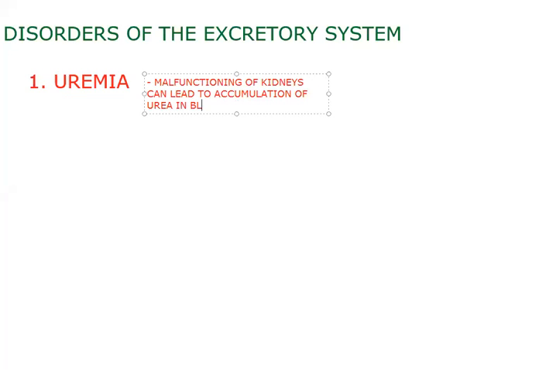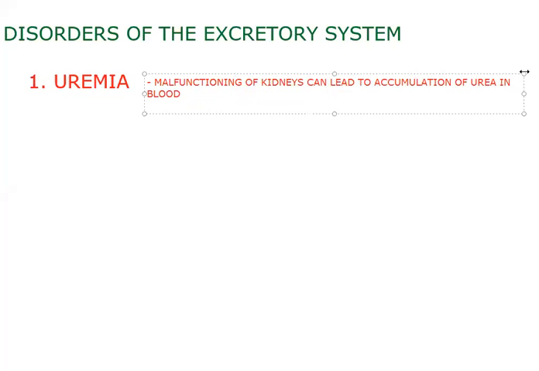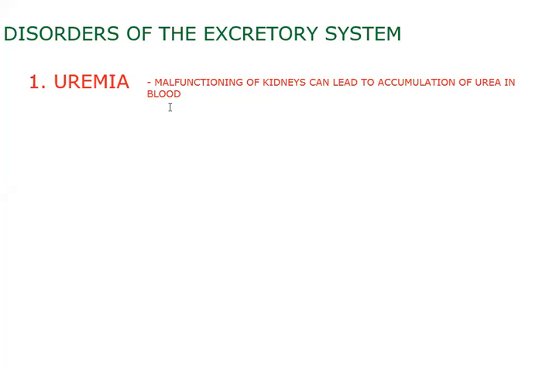So we have more choice of questions here. We have more disorders in this area. So a little bit of focus. This is what we are talking about. Malfunctioning of the kidney can lead to accumulation of urea in the blood. We call it uremia, which is highly harmful and may even lead to kidney failure. In such patients, urea can be removed by a process called hemodialysis.